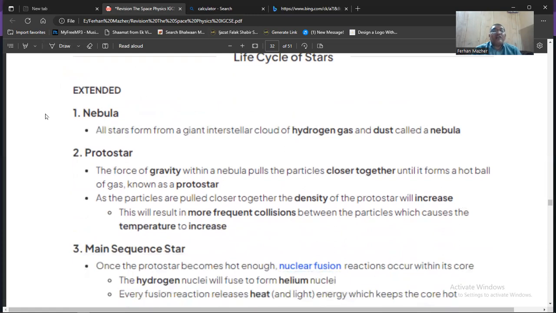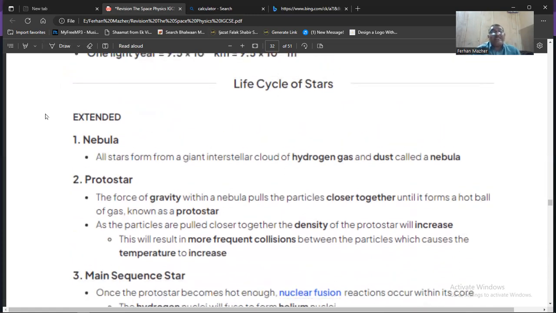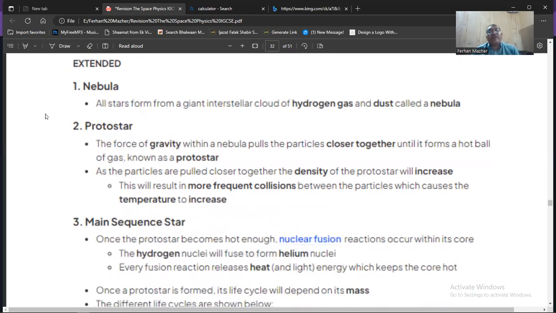Life cycle of a star. Nebula: all stars form from a giant interstellar cloud of hydrogen gas and dust called a nebula. Protostar: the force of gravity within a nebula pulls the particles closer together until it forms a hot ball of gas known as a protostar. As the particles are pulled closer together, the density of the protostar will increase. This will result in more frequent collisions between the particles, which causes the temperature to increase.